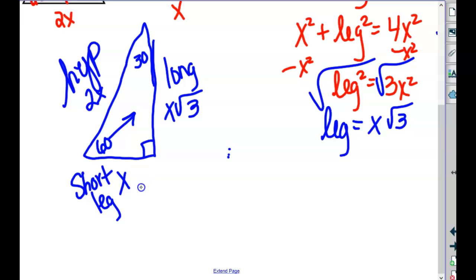That is the saddest looking triangle ever. I'm gonna give it a little face, it's so sad.